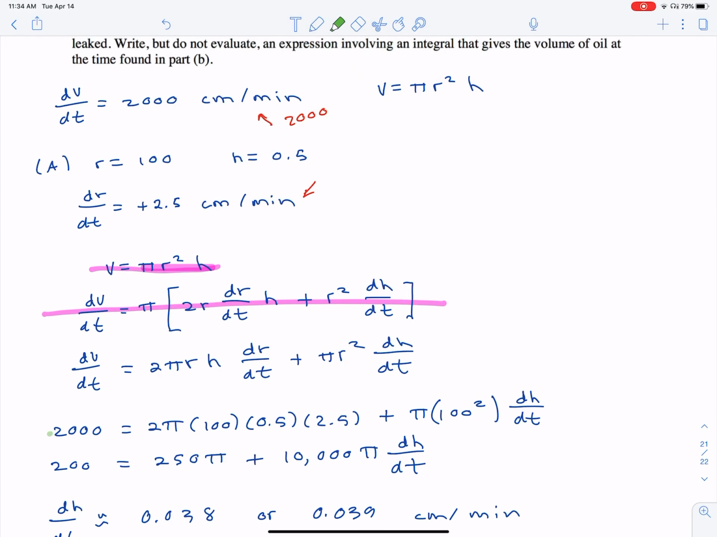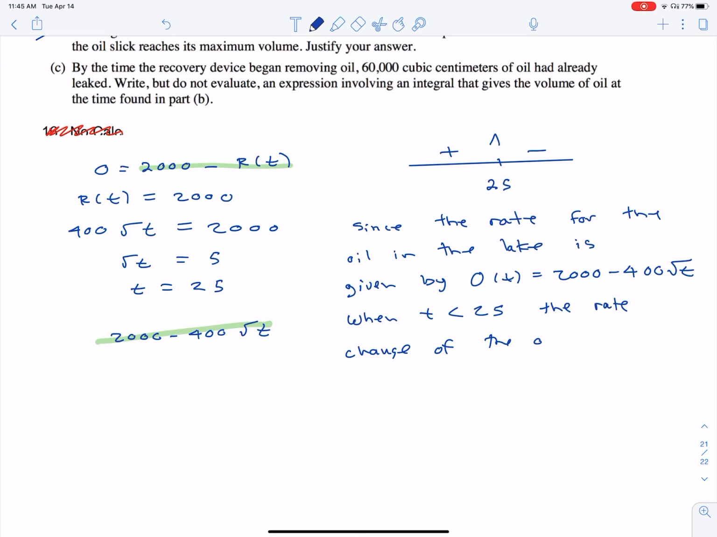Let me try that one more time. So when t is less than 25, the rate of change of the oil in the lake is positive. Meaning, and I'm going a little bit too far here, I feel, but I'm trying to be precise. So I'm going to say, meaning the amount of oil in the lake is increasing.